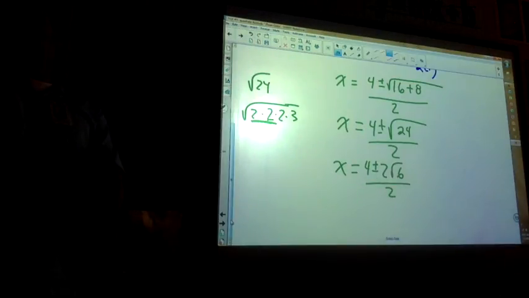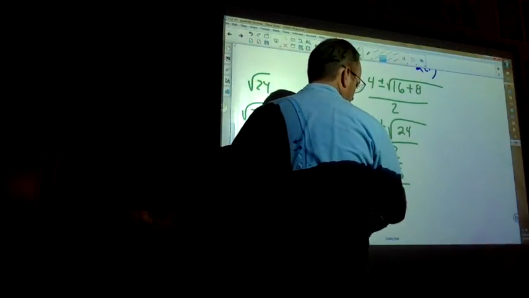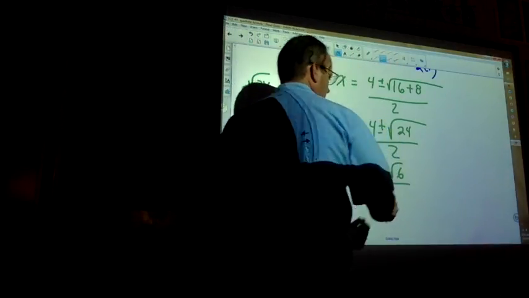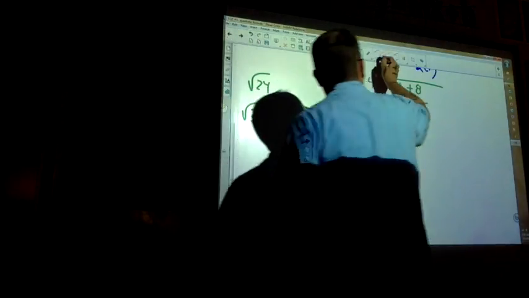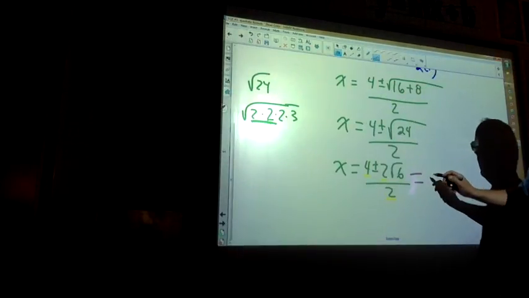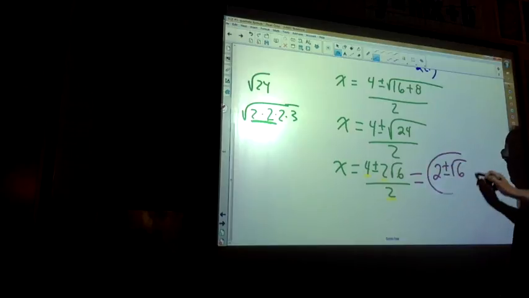It's a fraction. We can reduce a fraction. I can reduce this 2 into here and into here. I cannot reduce that 2 inside the radical. Radicals don't work that way. But I'm going to wind up with 2 plus or minus square root 6 all over 1, or 2 plus or minus square root 6.